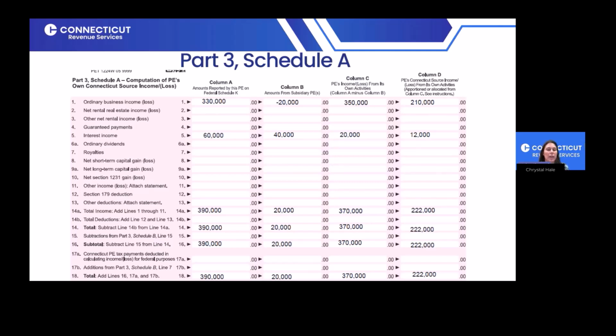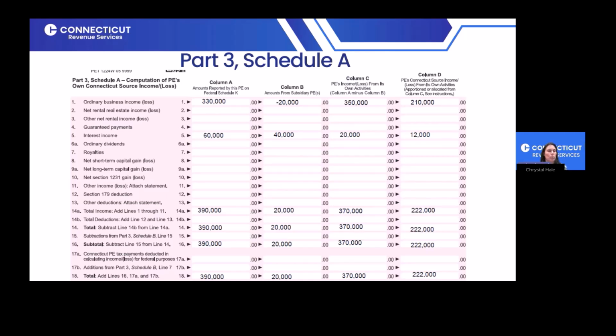So we take column A minus column B to get us to our own operations, which you can see in column C. So we're going to take our $330,000 and subtract our loss, which results in $350,000 of ordinary business income. We're going to do the same thing with interest income. We take our $60,000 minus $40,000 to get us $20,000 of our own operating interest income.